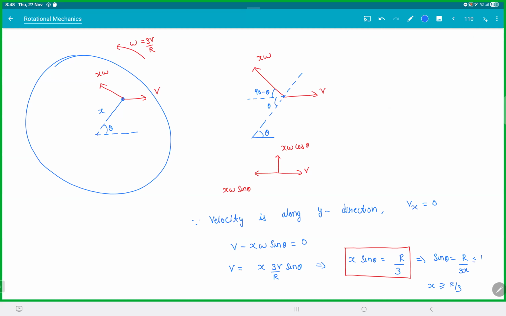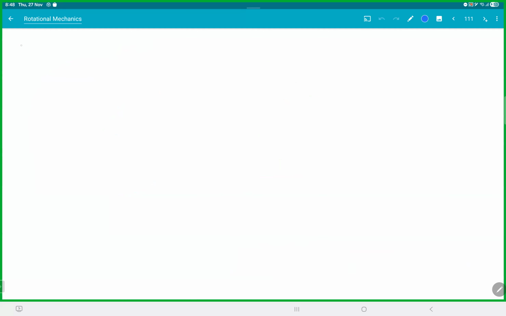Next thing. So that is how you can find velocities on the disk. Acceleration profile.